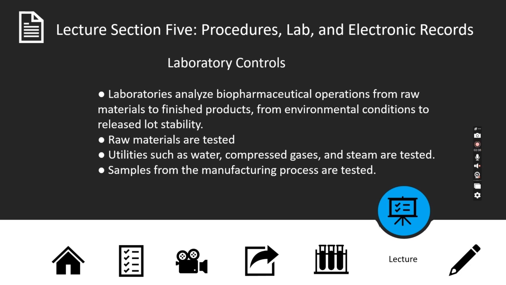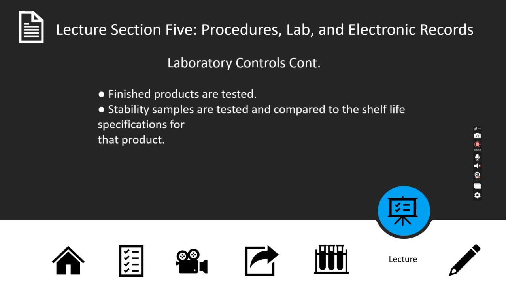Laboratory controls are important. Even though laboratories are separate from the production area, the laboratory is important in terms of testing raw materials, testing samples. Water throughout the company is also tested to make sure there are no contaminants in the water. Finished products are tested and stability samples are tested to compare and talk about the shelf life specifications.